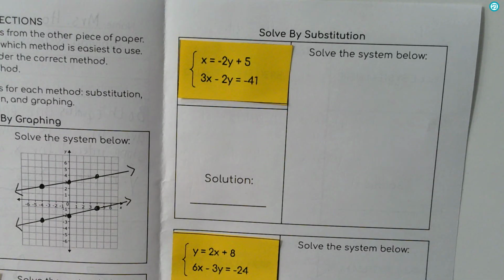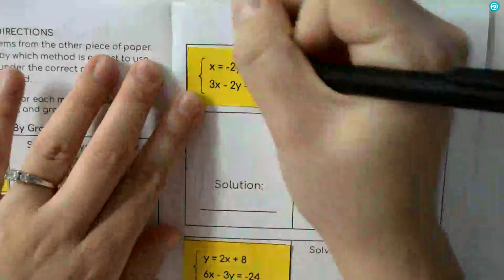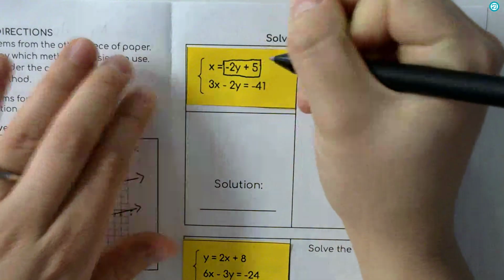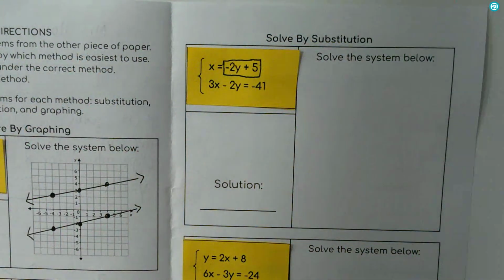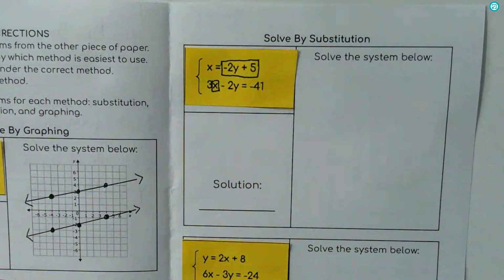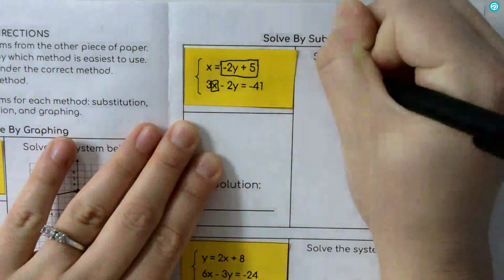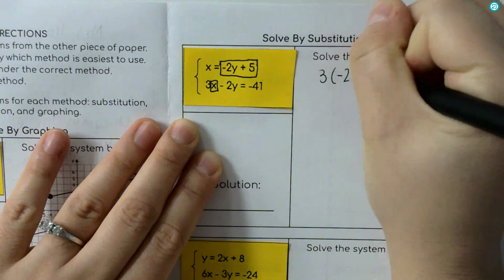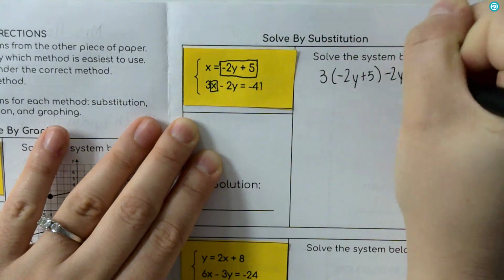So we've got x equals negative 2y plus 5. With substitution, we are able to take that negative 2y plus 5. Since it is x equals, we are able to plug that in for x in our other equation. So we are going to plug in x right here. Okay, so we are going to rewrite our bottom equation. It's going to be 3 times, we are plugging in that negative 2y plus 5 for x. And I still have minus 2y equals negative 41.